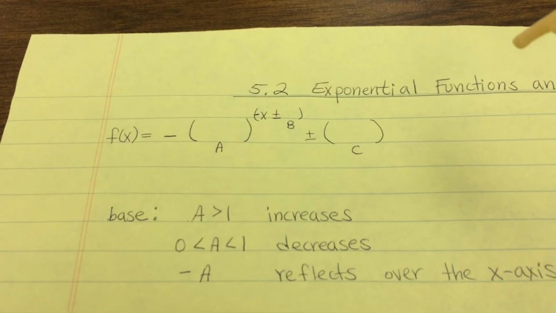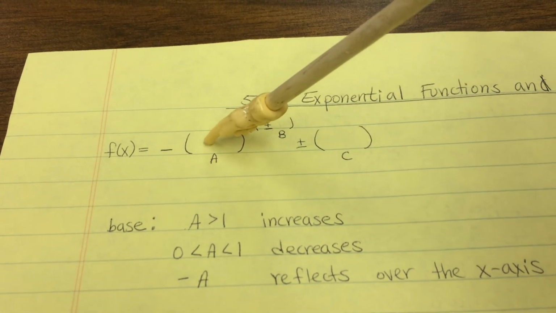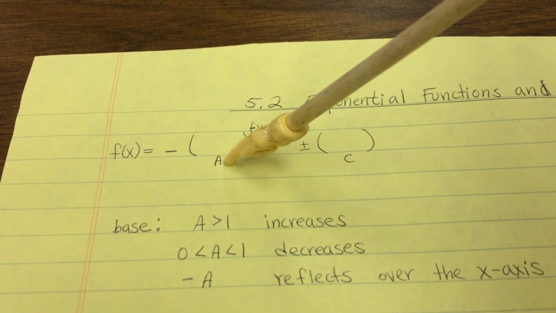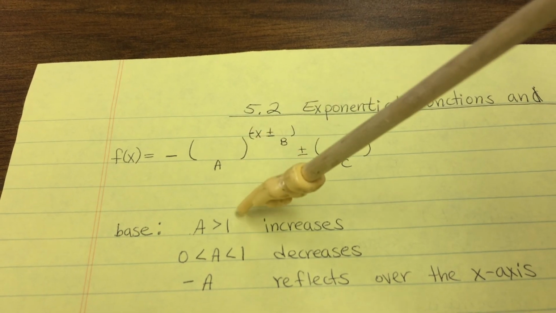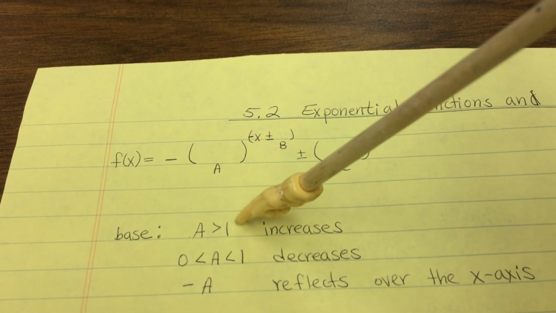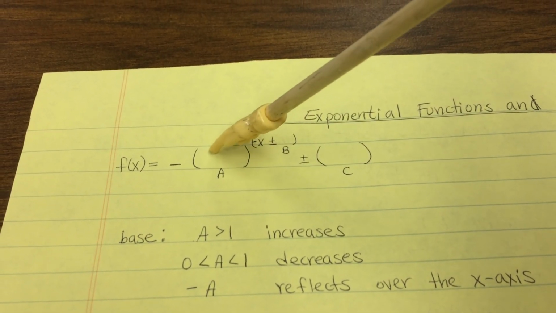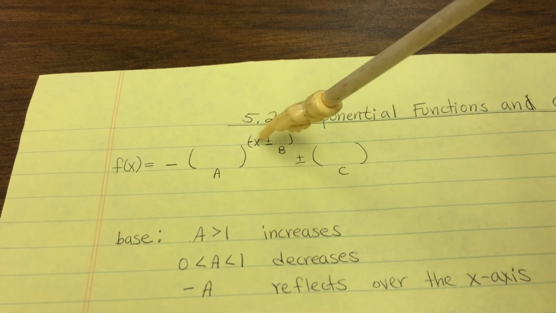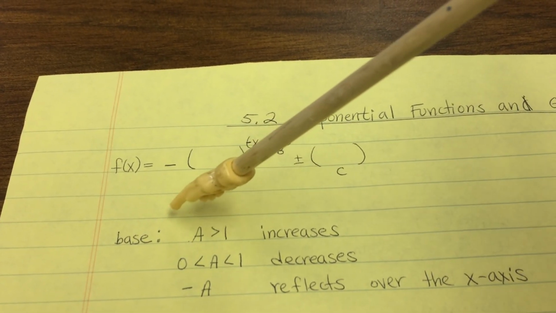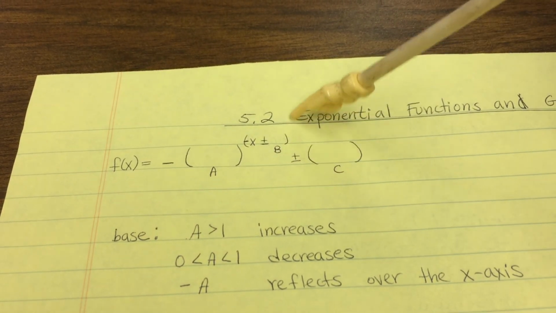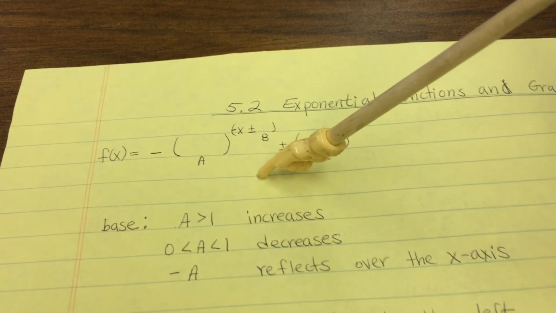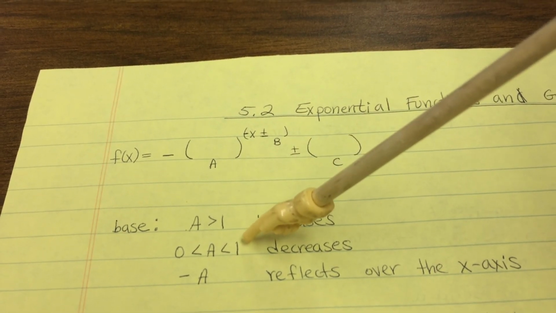So when we look at the base, which is this part right here, if the base number, a, is what I call this, just to give it a general name, if it is greater than 1, then your graph is going to increase. So, for example, if you have a big 2, and then to the x power, it's going to increase. So increasing means the graph is going to go upwards.